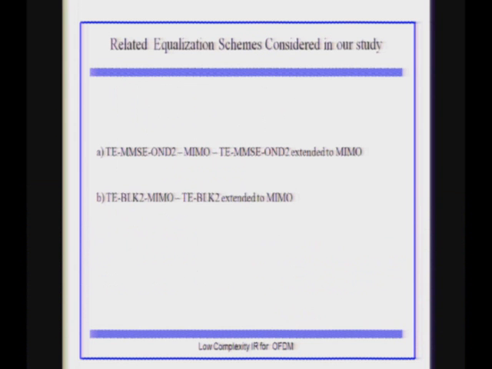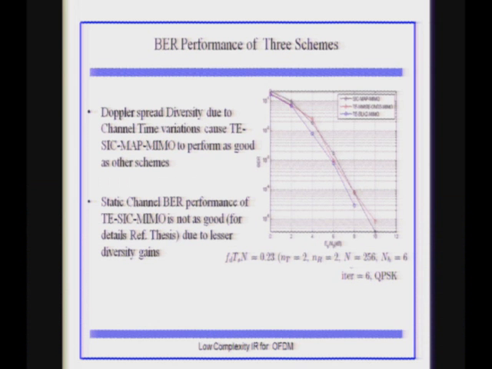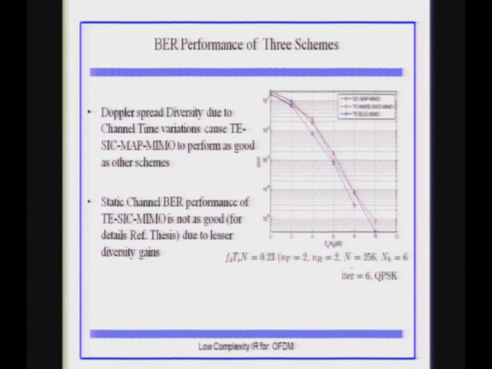So we use the same schemes extended to MIMO for comparison. More results are there in the thesis, but here I show only one case with a fairly high Doppler, and all the three schemes work more or less the same when you have high Doppler. Whereas when we work with the lower Doppler case, to answer the earlier question, you have lesser diversity, and the results are there in the thesis. The performance of our scheme is not as good, but the difference is not too high. It's maybe half a dB or less.